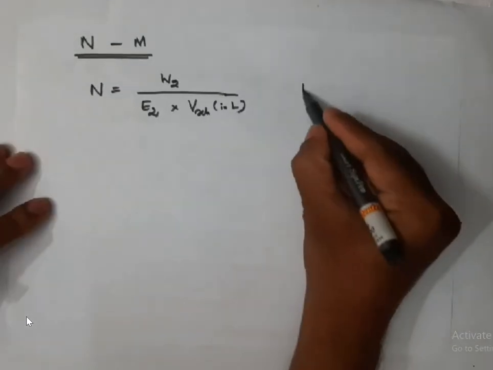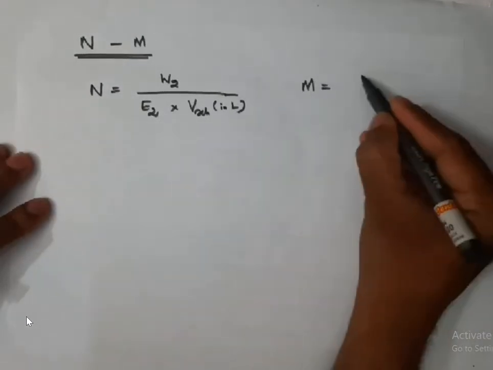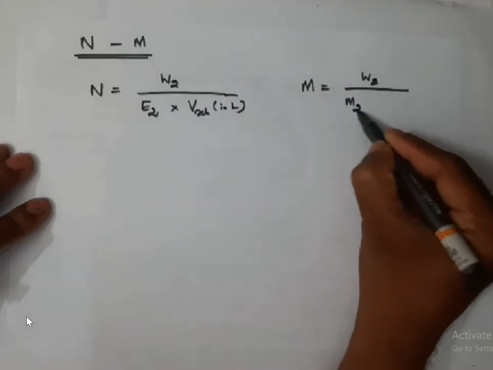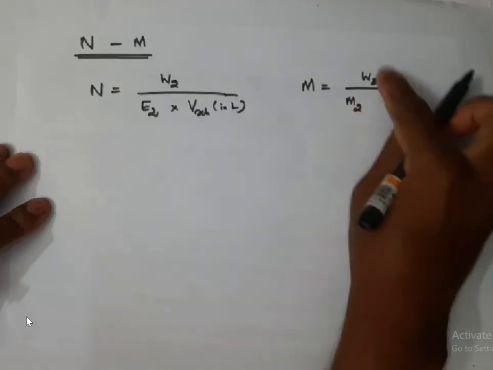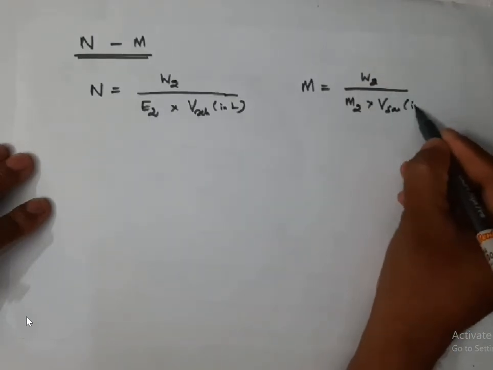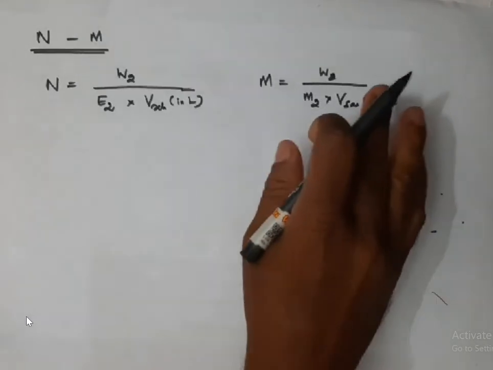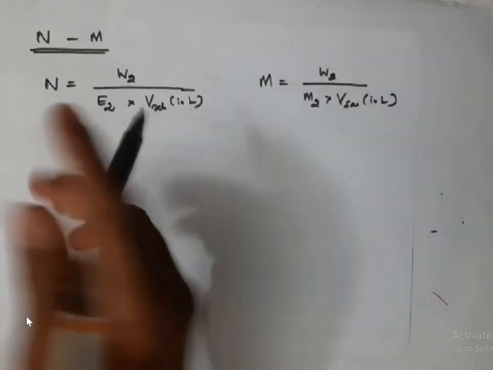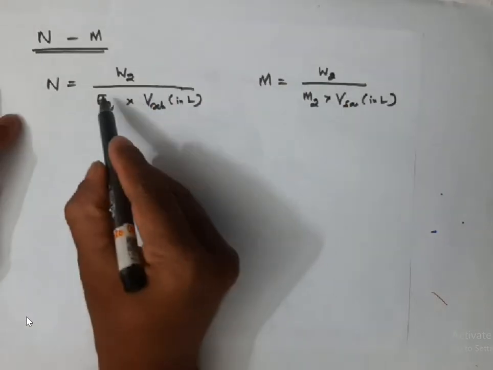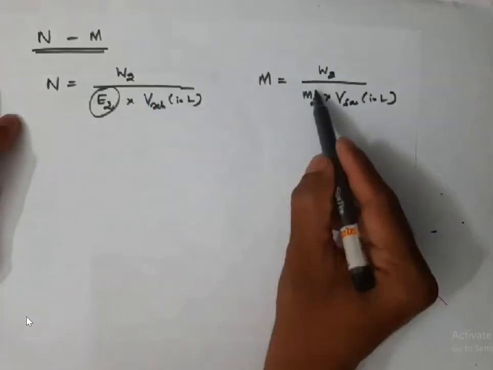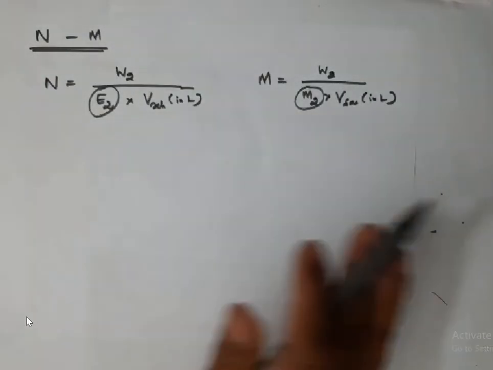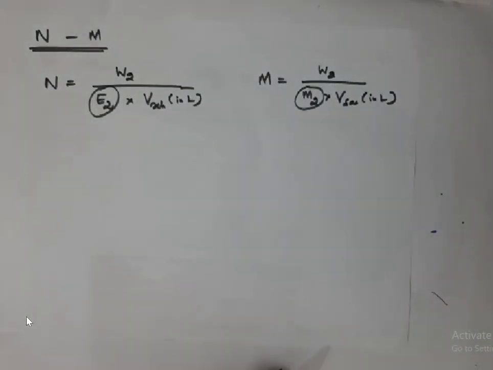And you know very well molarity is nothing but mass by molar mass. Mass of solute by molar mass of solute will give you number of moles, divided by volume of the solution in liters. This is the formula for molarity and this is the formula for normality. What's the only difference? Here I have equivalent mass, here I have molar mass. Except these two, the other things are the same.